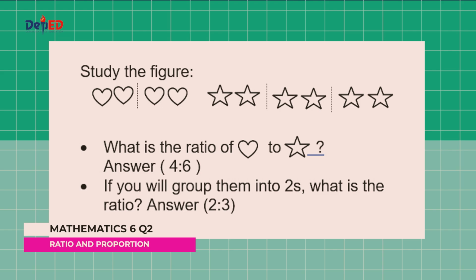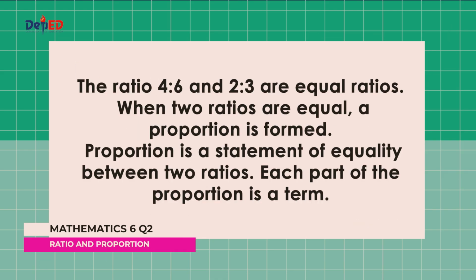The answer is 4:6. If you will group them into twos, what is the ratio? The answer is 2:3. The ratio 4:6 and 2:3 are equal ratios. When 2 ratios are equal, a proportion is formed. Proportion is a statement of equality between 2 ratios.